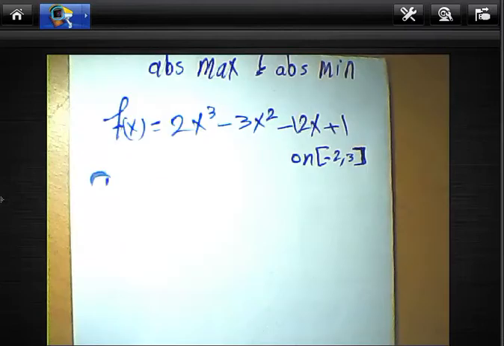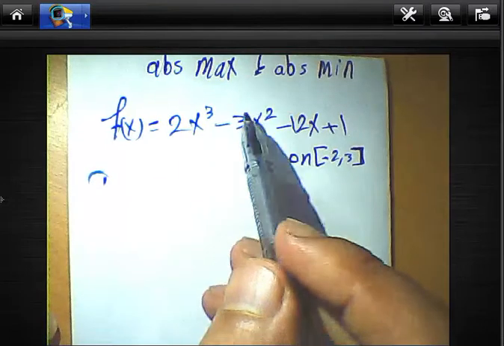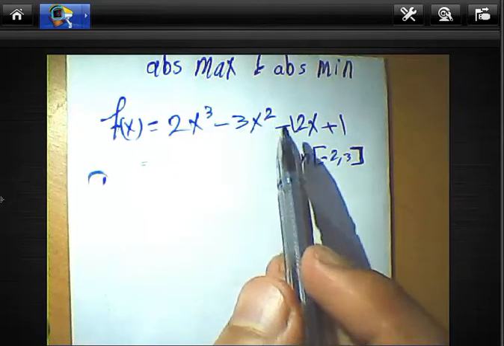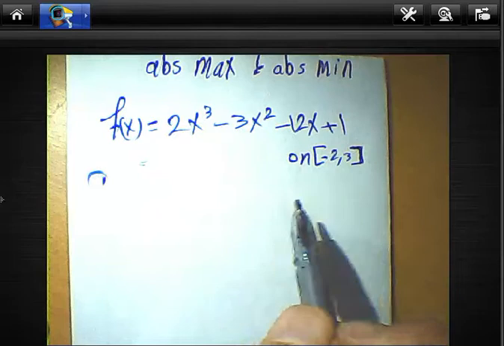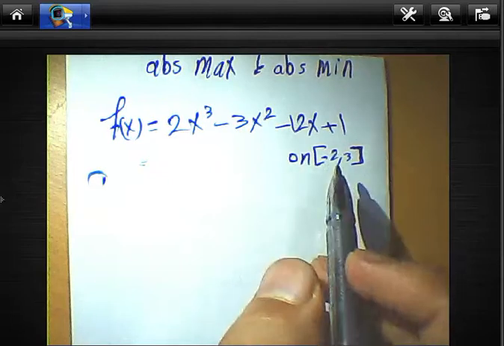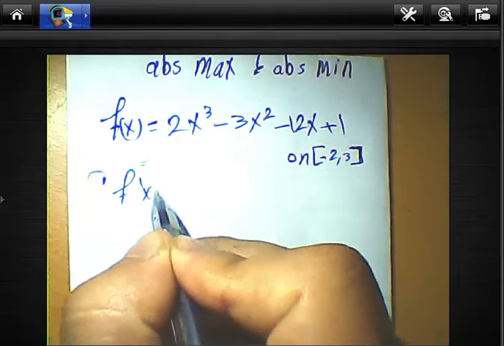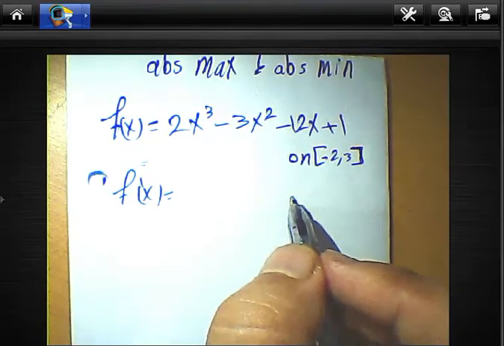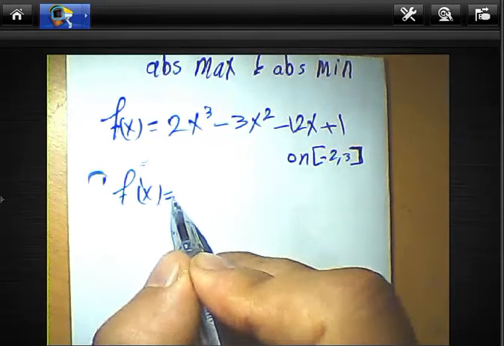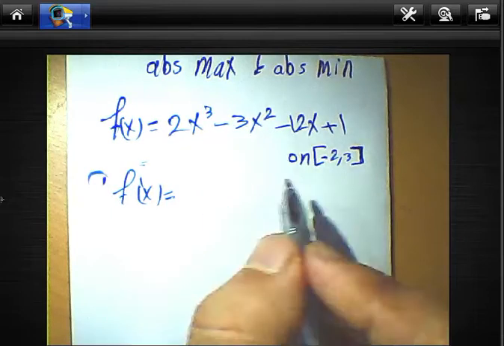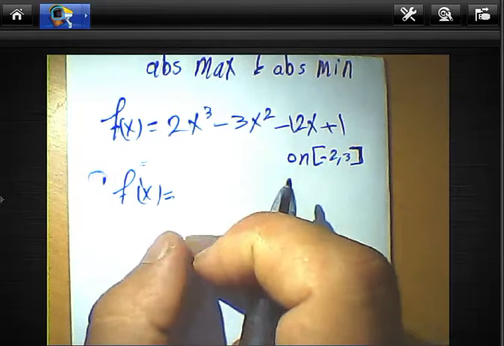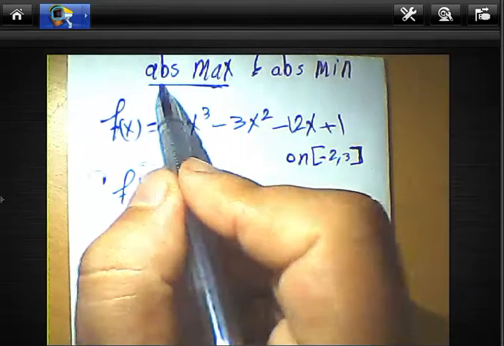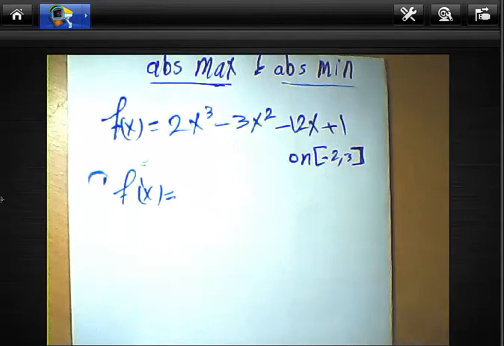now in this question we want to find the absolute max and absolute minimum of this function, f of x equals x power 3 subtract 3x power 2 subtract 12x plus 1 on the interval negative 2 and 3. First we want to find f dash of x and set this derivative equal 0 to find x, the critical numbers, and then compute f of negative 2 and f of 3 and f of the critical numbers, and we must find the absolute max and absolute minimum.